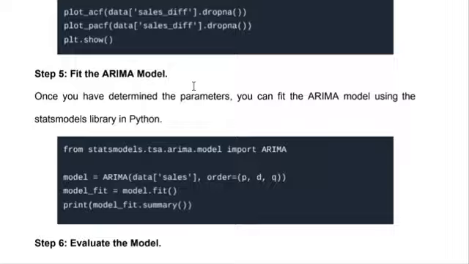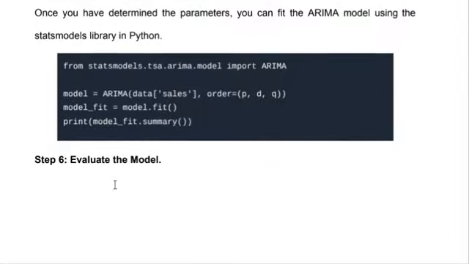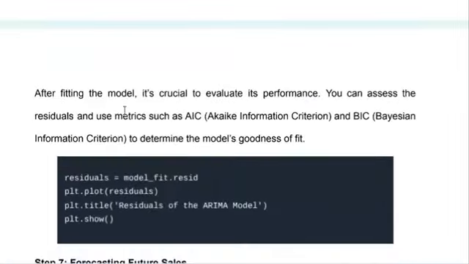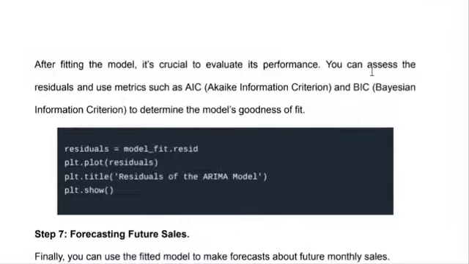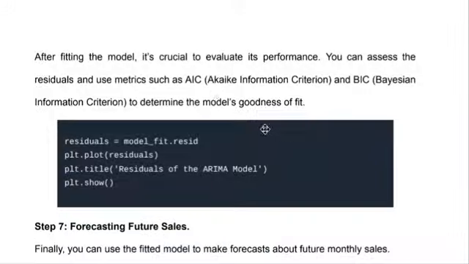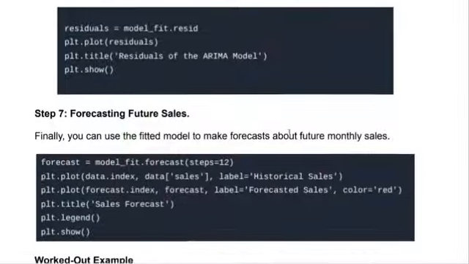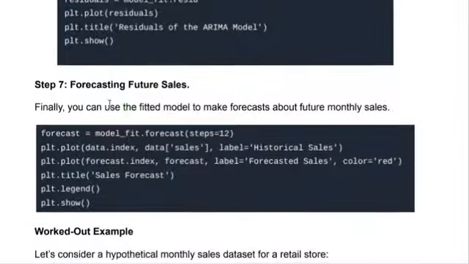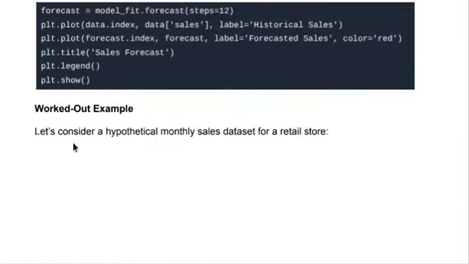Step 5. Fit the ARIMA model. Once you have determined the parameters, you can fit the ARIMA model using the statsmodels library in Python. Step 6. Evaluate the model. After fitting the model, it's crucial to evaluate its performance. You can assess the residuals and use metrics such as AIC and BIC to determine the model's goodness of fit. Step 7. Forecasting future sales. Finally, you can use the fitted model to make forecasts about future monthly sales.